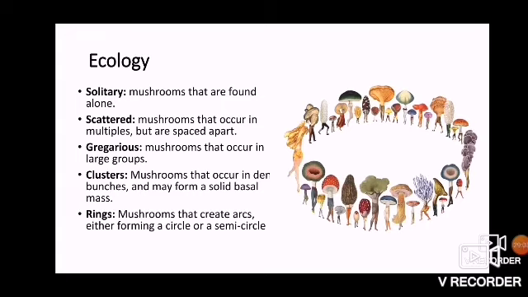Gregarious, again, that's where you're going to have a whole field of mushrooms from a gregarious species. And sometimes you're going to see some species that we'll talk about that have, say, hundreds of fruiting bodies that come up. Clusters are mushrooms that occur in dense bunches. So they're gregarious, but they're all clustered together in a big clump. And sometimes they'll form like a single solid basal mass, and all the different fruiting bodies will be connected together.